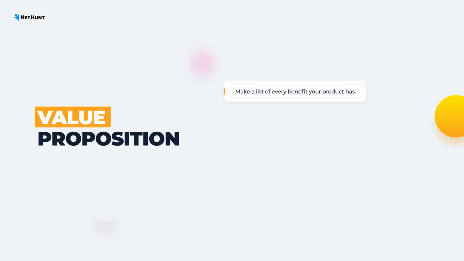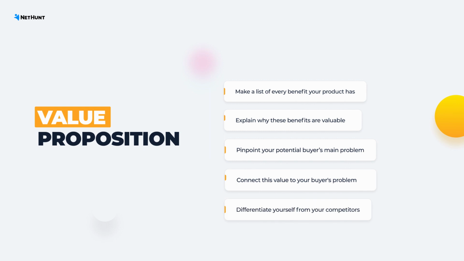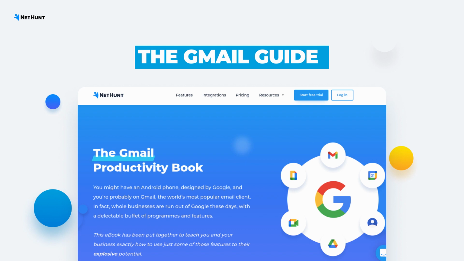Make a list of every benefit your product has. Explain why those benefits are valuable. Pinpoint your potential buyer's main problem. Connect this value to your buyer's problem. Differentiate yourself from your competitors that also offer this value. Look at us, for example. We run a Gmail CRM, so we write guides for how to get organized in Google.